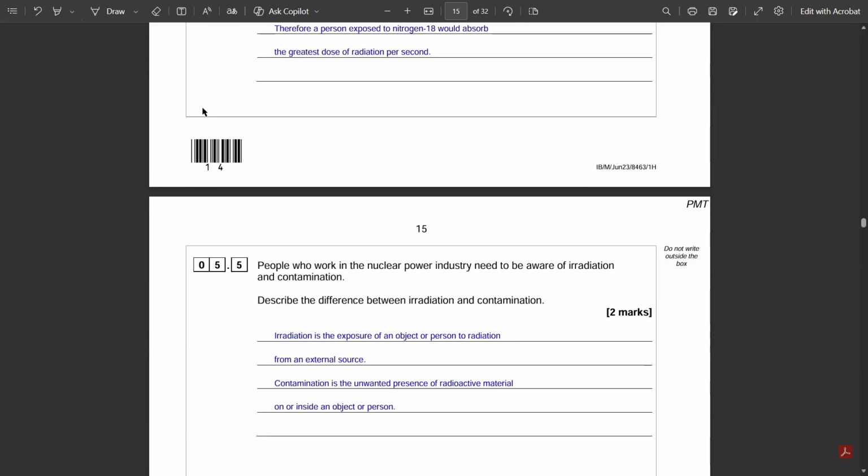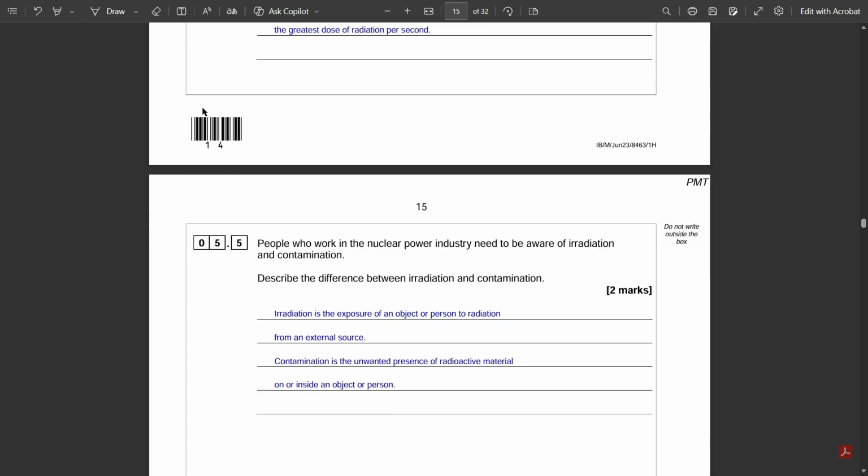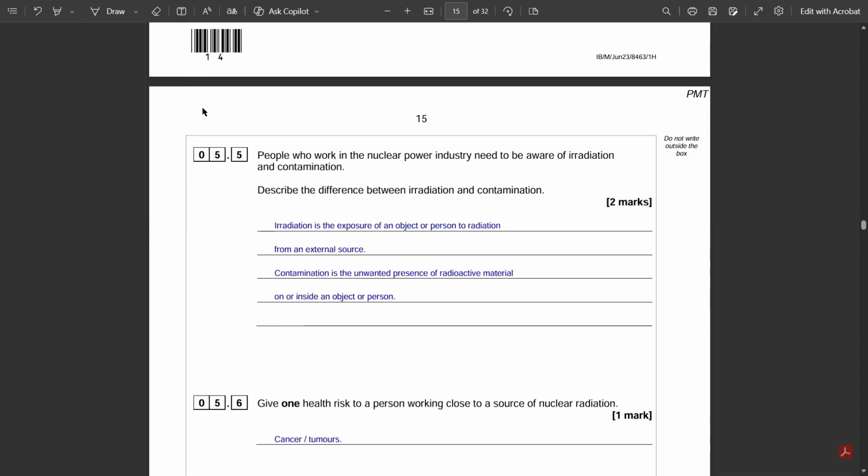People who work in the nuclear power industry need to be aware of radiation and contamination, and we're asked to describe the difference. Irradiation is the exposure of an object or person to radiation from an external source. Contamination is the unwanted presence of radioactive material on or inside an object. So irradiation is if I shoot you with a cancer ray. Contamination is if you eat said cancer ray. This is a fairly nice question.